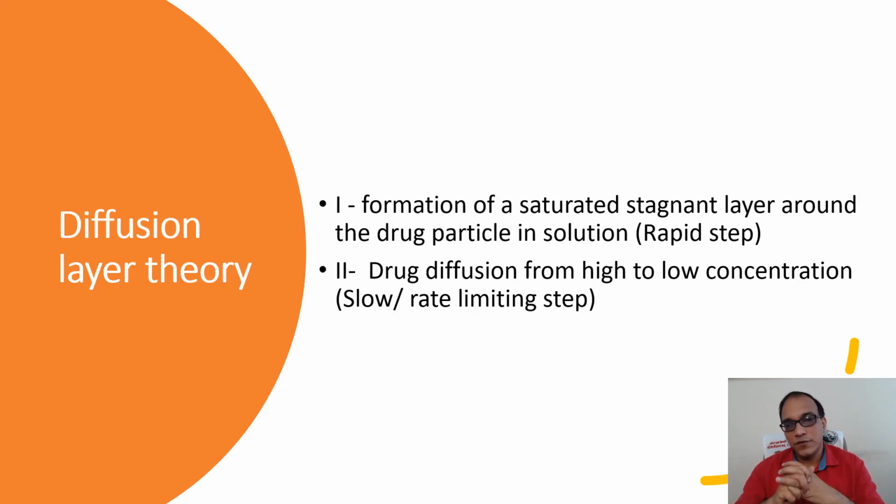Taking the first theory, diffusion layer theory, as the name suggests, it is a diffusion layer theory. A layer is formed, which is diffused there. So step one is formation of a saturated stagnant layer around the drug particle in solution. That is a rapid step. Then it is followed by the drug diffusion from high to low concentration. Higher concentration is around this core. So drug diffusion from high to lower concentration is the slow and rate limiting step. So step 2 is the rate limiting step, which is actually governing the overall release, the overall dissolution profile.